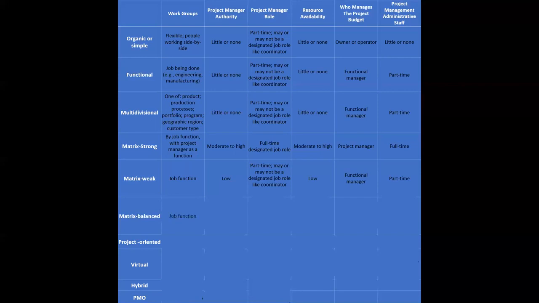In case of matrix balanced, we will have a job function for the work groups. Project manager authority would be low to moderate. Project manager role would be part-time, may or may not be a designated job role like a coordinator. And the resource availability will be low to moderate. Who actually manages the project budget would be mixed. Project management administrative staff would be part-time.